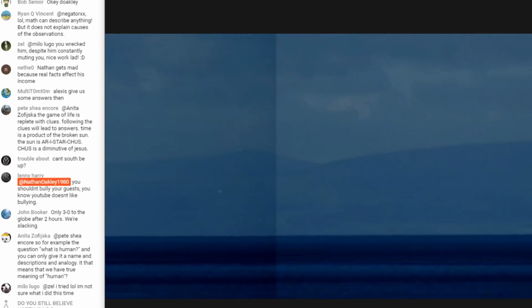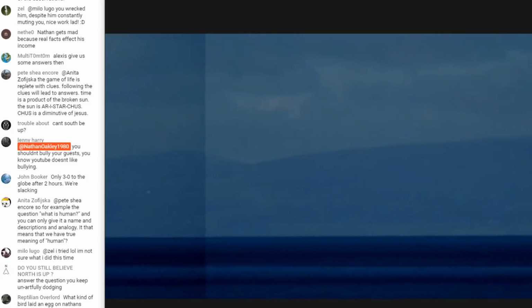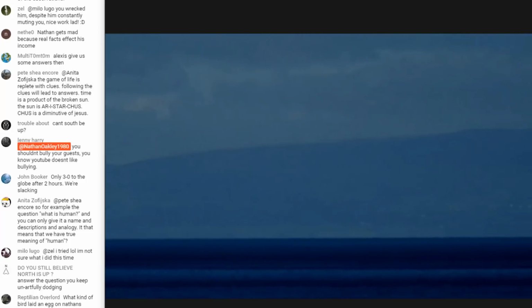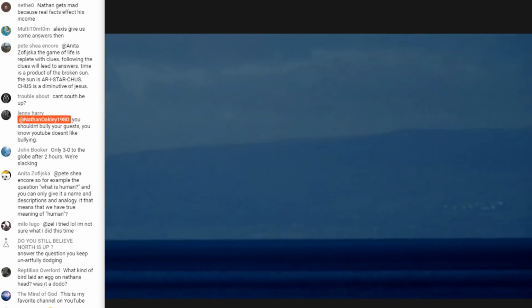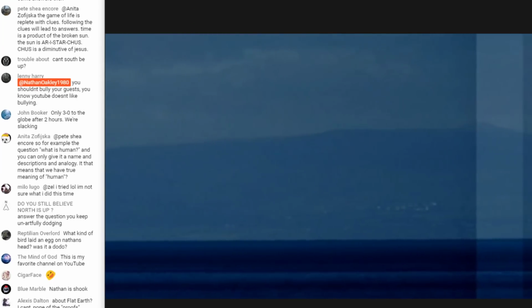Definition of force in physics. No, you just included something else there, haven't you? A definition of force in physics. No, that's not what you asked me. Just put a definition of force.